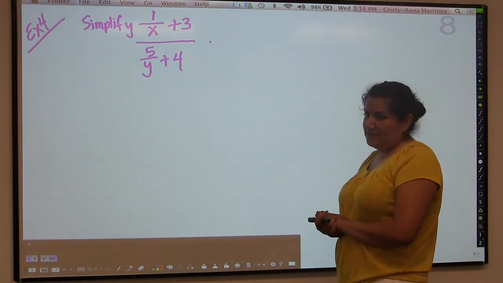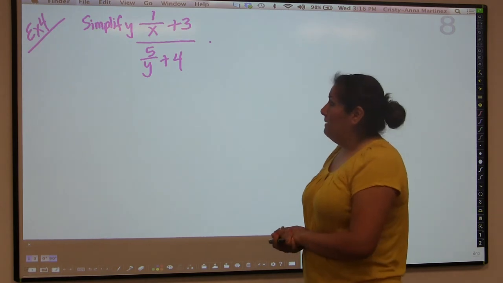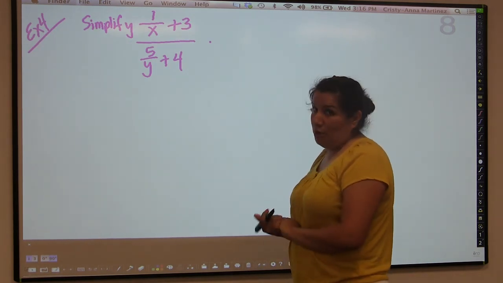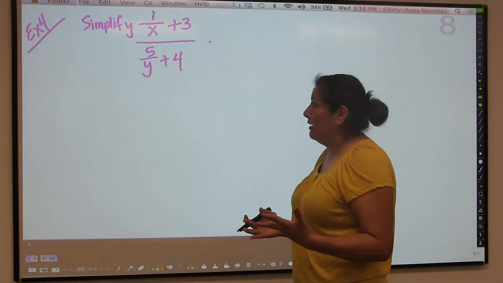And there are a couple ways to simplify this. There's actually 2 methods. And I'm going to go ahead and show you both methods, and then you can choose which method you want to try to do.